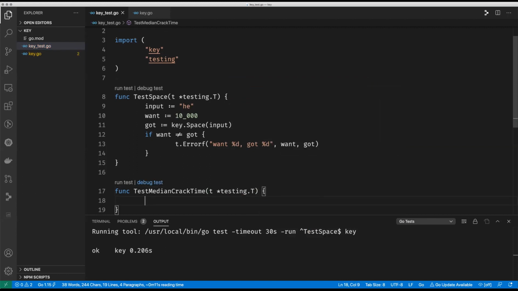I say median crack time just to make it super clear, because it's possible to get mixed up between the time to exhaust the key space and the average time, which is half of that, isn't it? So if we say median, that makes it extra clear. So what's our want then?